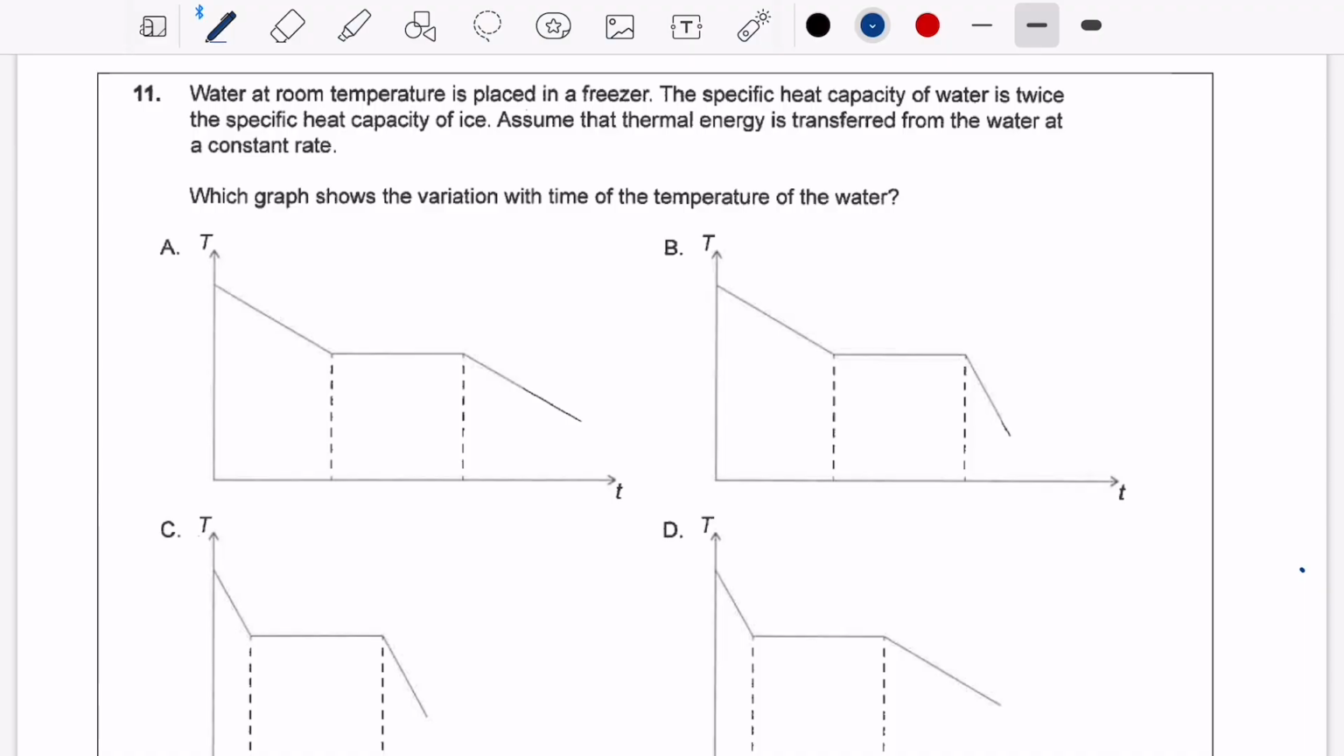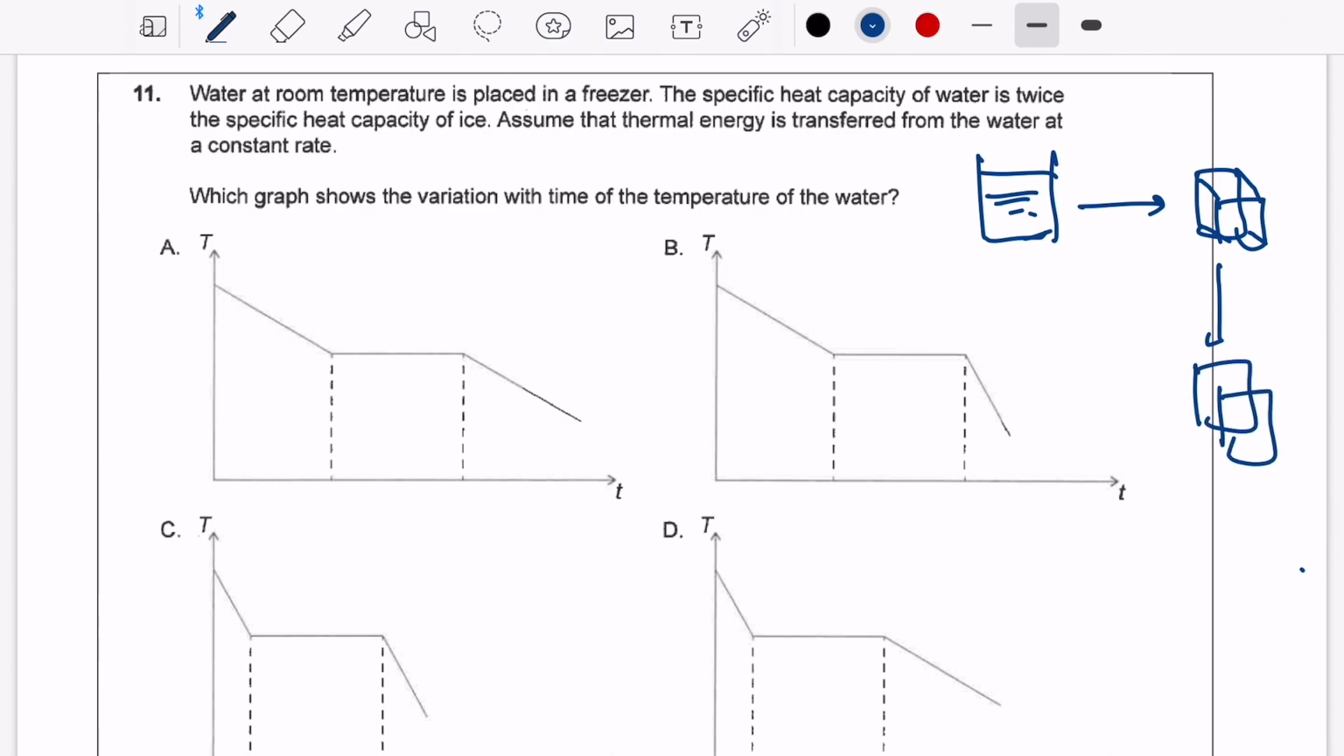This is about you have water and you change it into ice and you keep taking heat out of it, so you make ice at even lower temperature. This is the process. The specific heat capacity of water is twice compared to the specific heat capacity of ice. Now if you look at this cooling graph, this is time, and this is temperature.